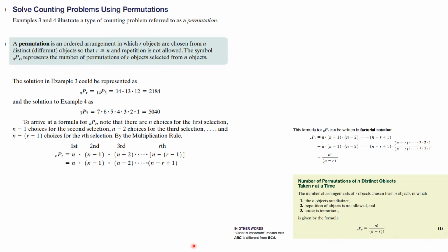Last time we left off with this slide, and we had just defined what a permutation was. Remember, it was an ordered arrangement. That was important. Our objects are chosen from distinct, different objects, such that repetition is not allowed, and that was nPr in this notation. And the formula for nPr was given down here: nPr is equal to n factorial divided by n minus r whole factorial.